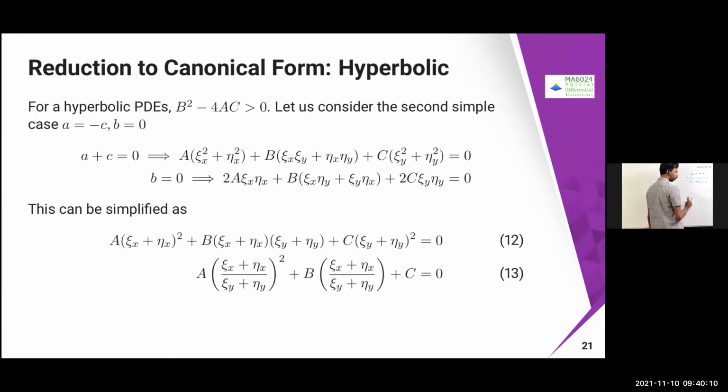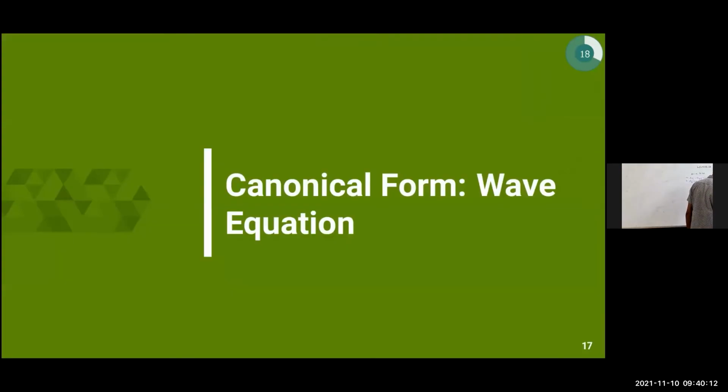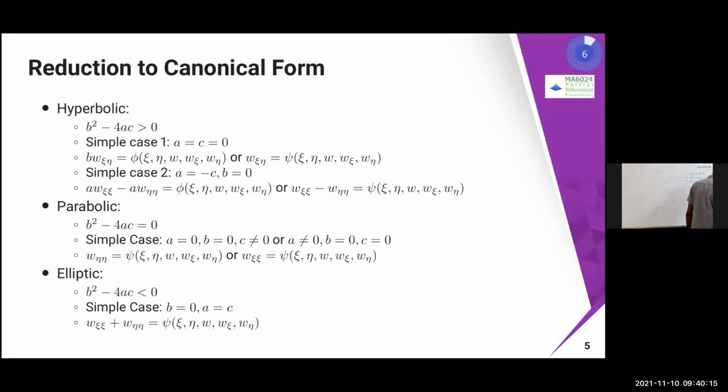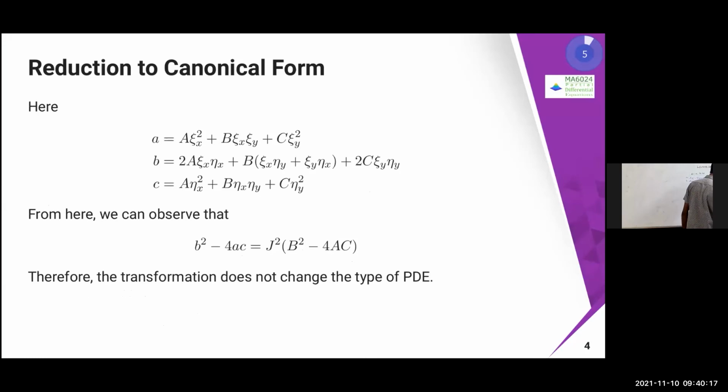Is it B or C? Let me see. Okay, so this is C. So B is nothing but this one: 2a chi x eta x plus b into chi x eta y and chi y eta x plus 2c into chi y eta y. Yeah, correct.